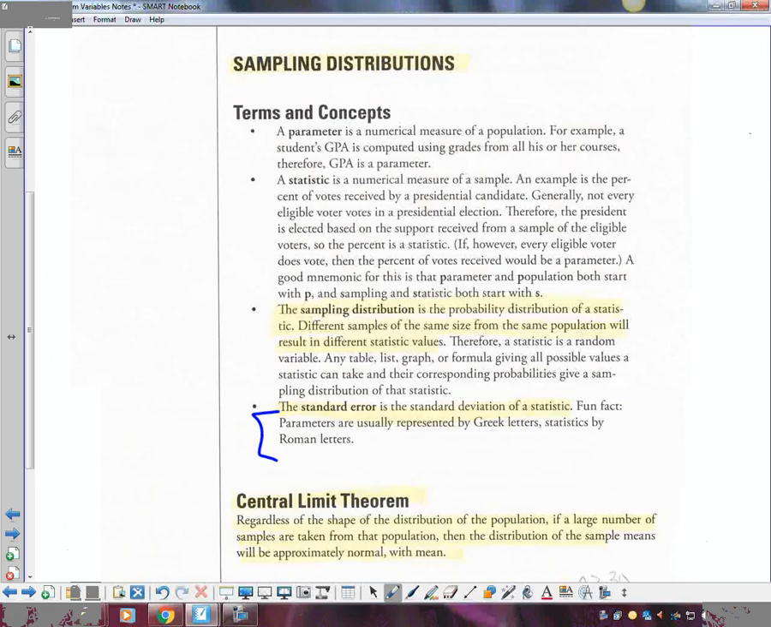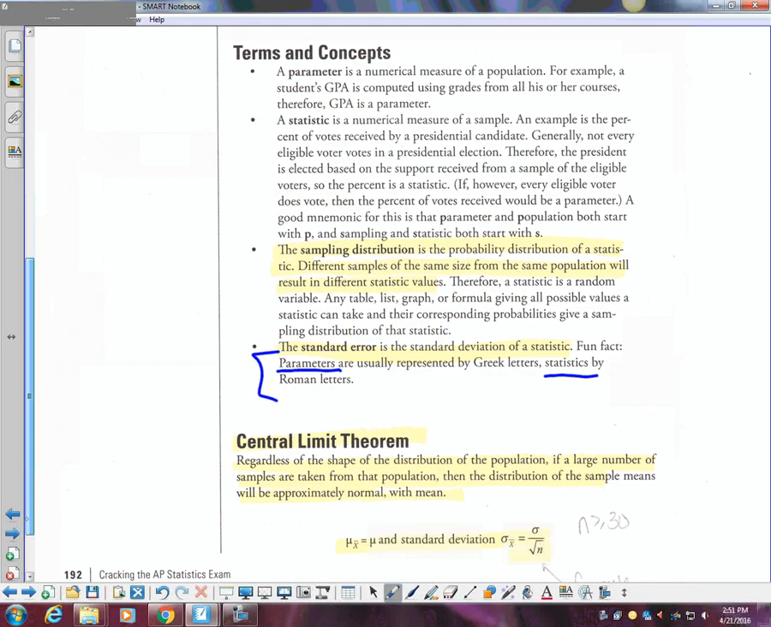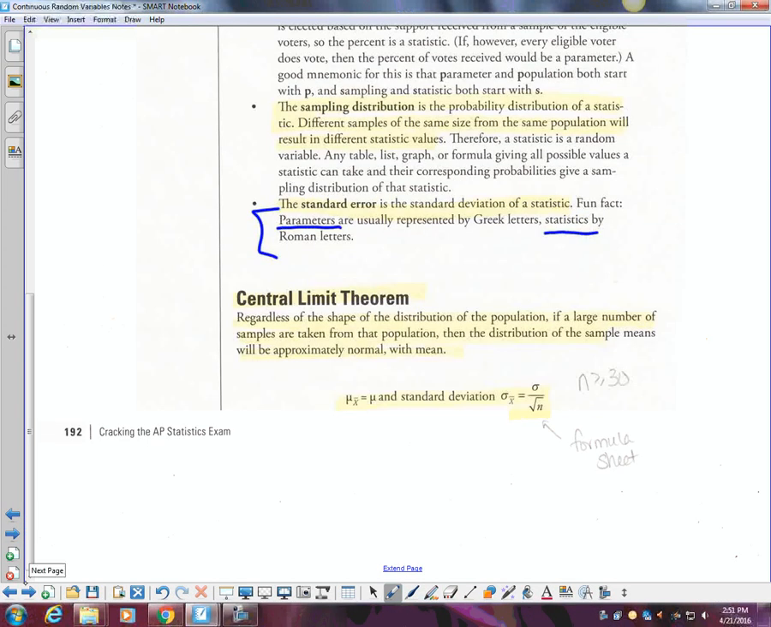What's a parameter? Information about the population. What is a statistic? Information about the sample. All right, remember good CLT? Love some CLT. All right, central limit theorem.